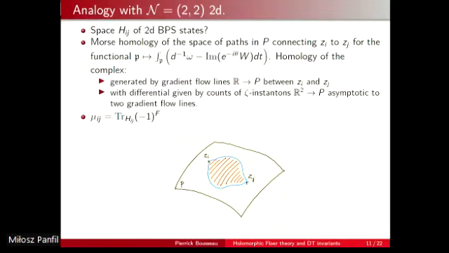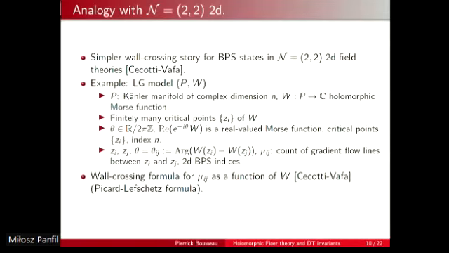In fact, you can do better. So here I just described explicitly what the 2D BPS indices are. They are simply counts of gradient flow lines.